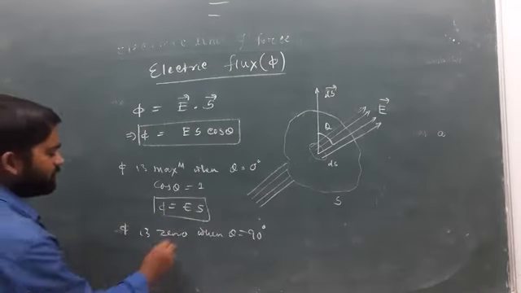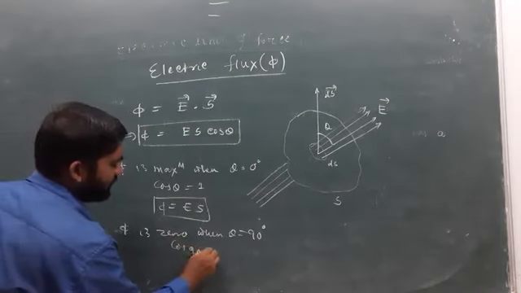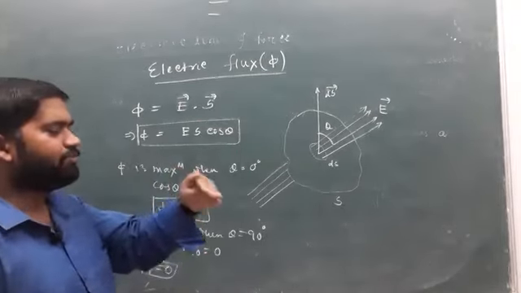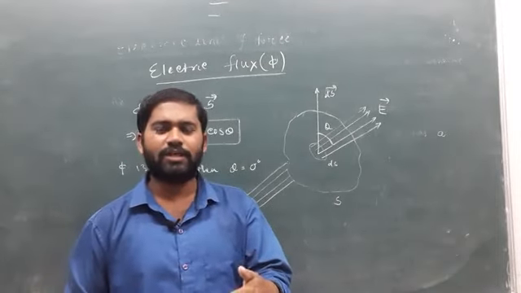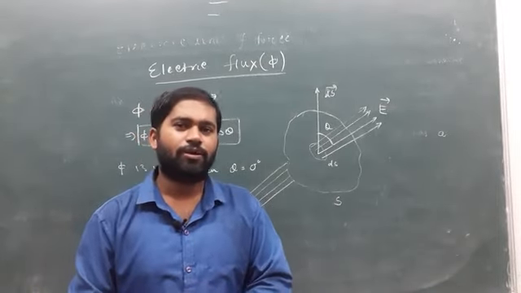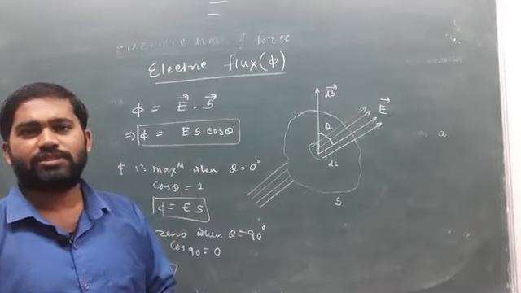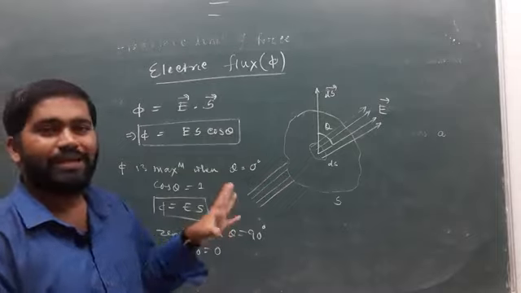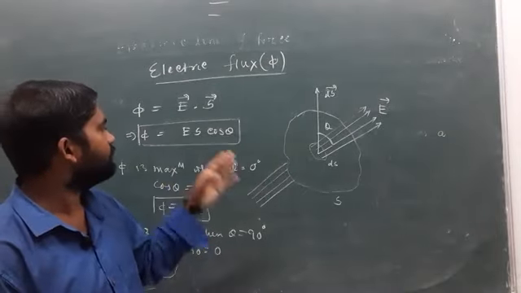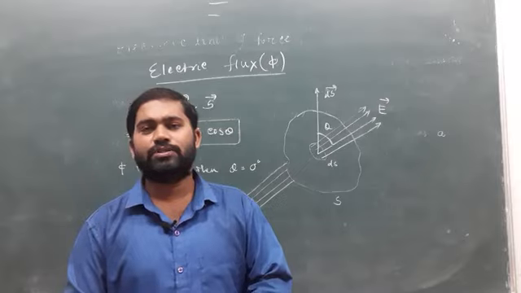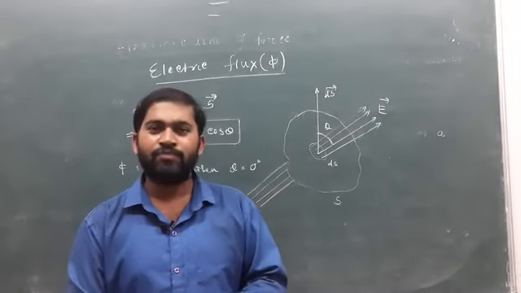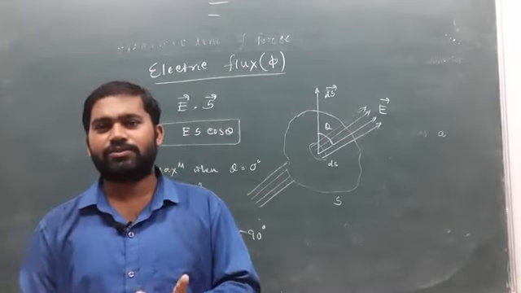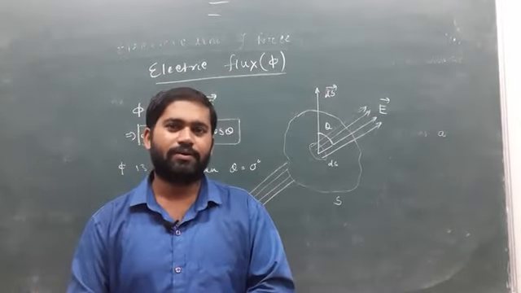If theta equals 90, then cos 90 equals 0, and in such a case phi is also 0. So if the electric field intensity and the surface vector lie perpendicular to each other, we measure zero electric flux. So electric flux is the dot product of the electric field intensity with the area of the surface vector, or a measure of the number of electric lines of force associated with a certain area.